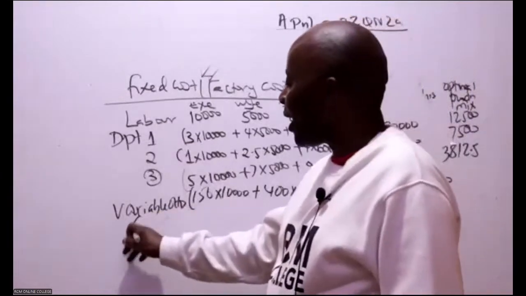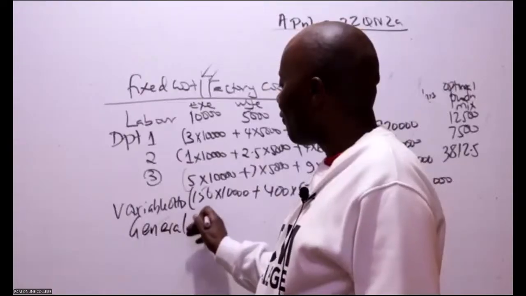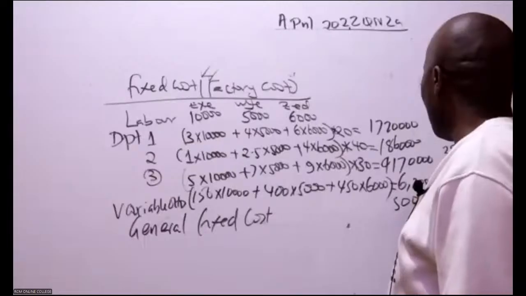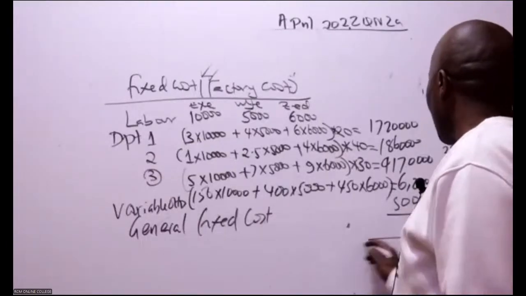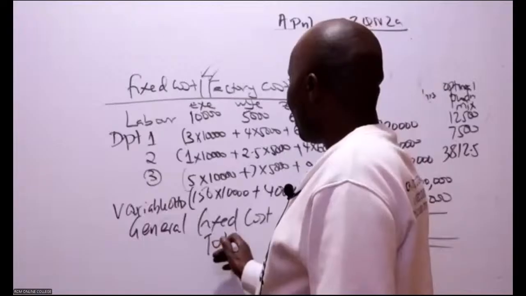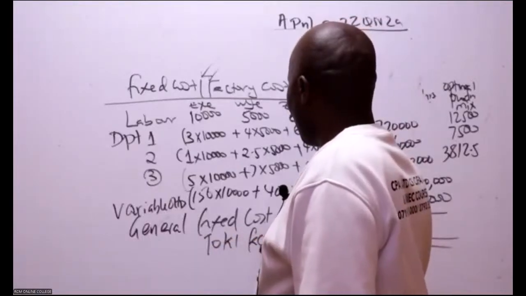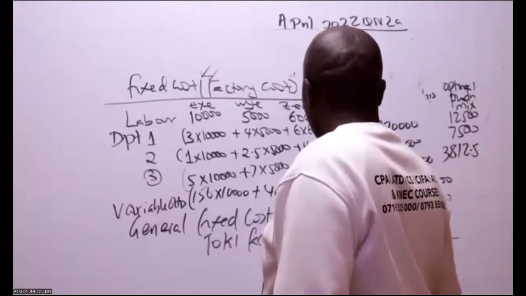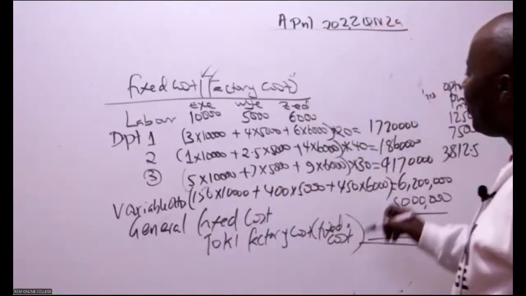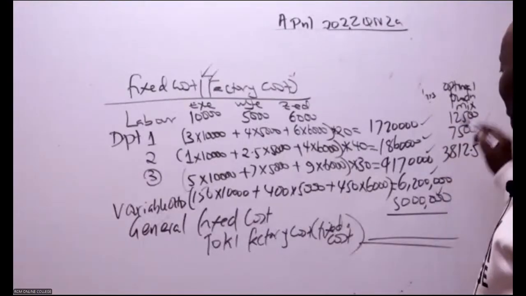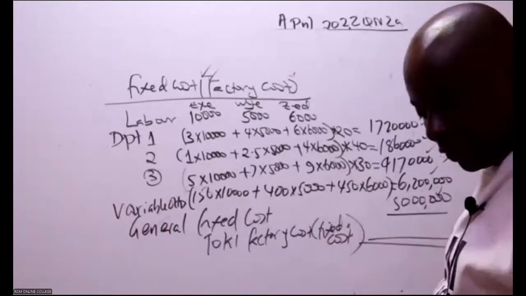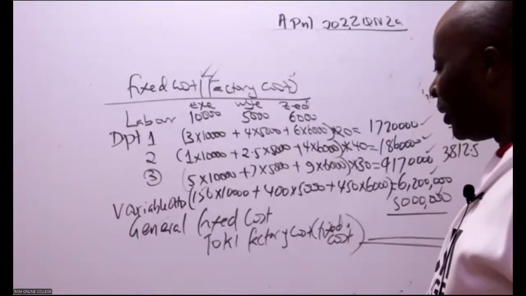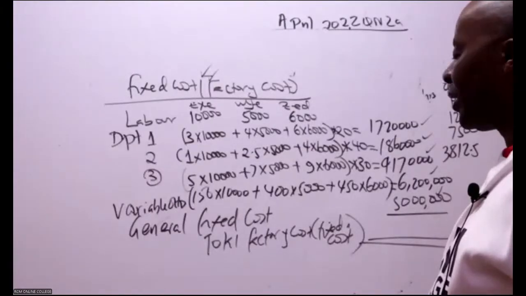Do not forget the general fixed cost, which was 5 million. So come here and give me the total factory costs or fixed costs. Now you add everything. This plus the general fixed cost, which was given in note number 3: fixed overheads are budgeted at 5 million. Don't forget them.